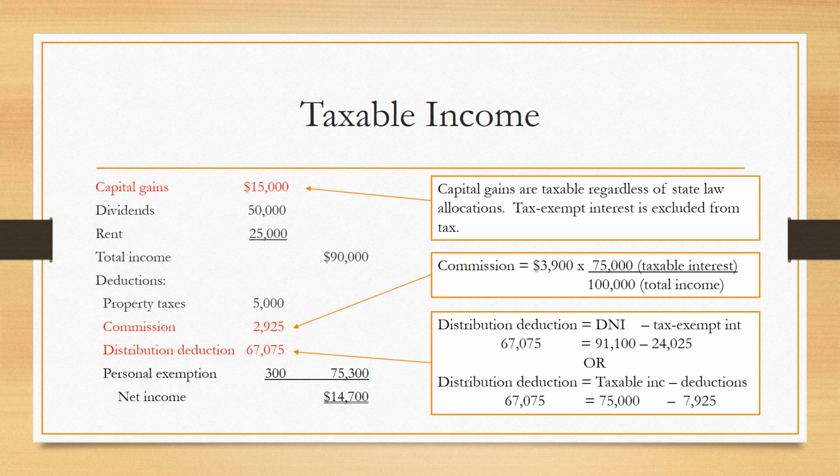$67,075 is shown. This is calculated by taking the DNI less the tax-exempt interest on a net basis, or by taking the taxable income of $75,000 and subtracting out the deductions that are allocable to the taxable income. This leaves $14,700 of taxable income on which the trust will pay trust-level income taxes.